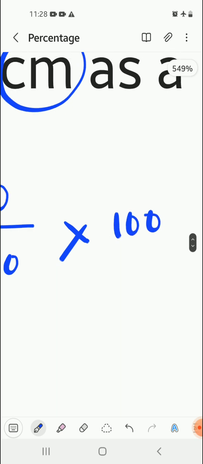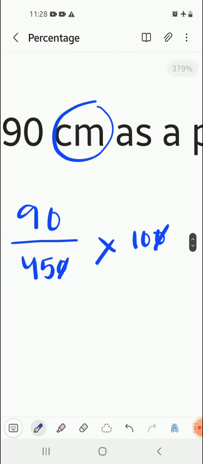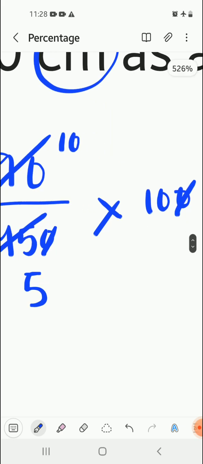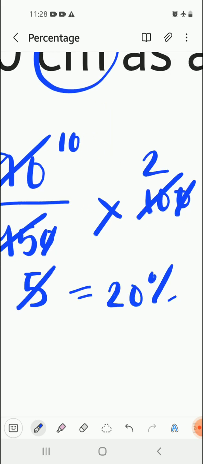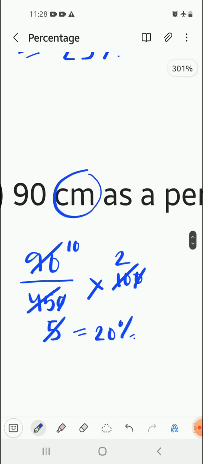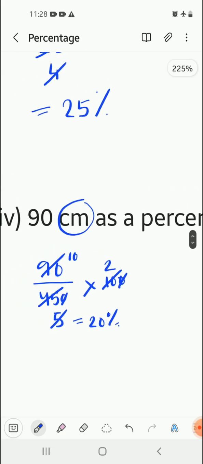into 100. Cancel out the things. 45 and 90 both will get converted by dividing by 5. So it would become 9 into 5, 45, and 90 into 10, both divided by 9. Again 5, it will become 2, it is becoming 20. The percentage sign remains over here. It will prevail because we are trying to express it in percentage form. So this is what it is.